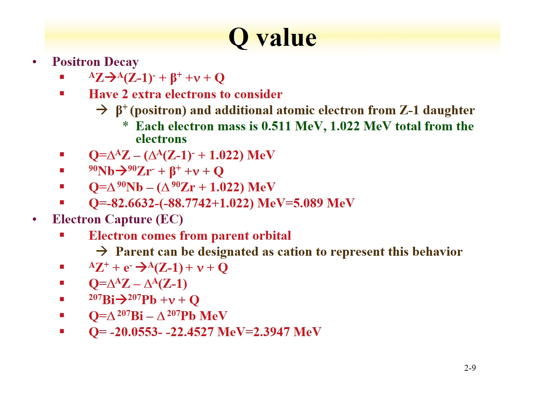We can do the same calculation for electron capture. In this case, the electron comes from the parent orbital. Parent can be designated as a cation to represent this behavior. So we have a parent here that takes an electron. Then a proton is converted into a neutron. Antineutrino is emitted. And then the Q value is calculated. So from this, the Q value is just equal to, well, this gets neutralized, so we don't have to worry about electron mass. So it's just the mass of the parent minus the mass of the daughter.